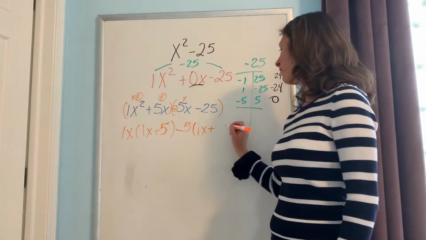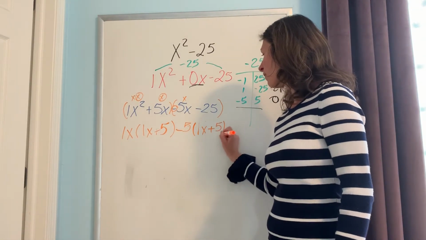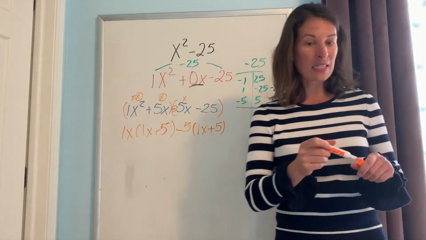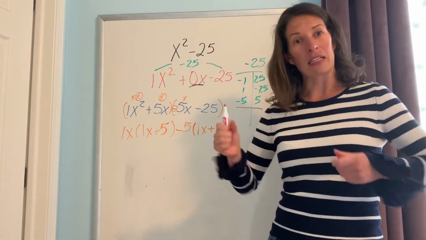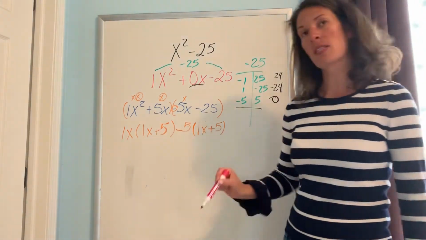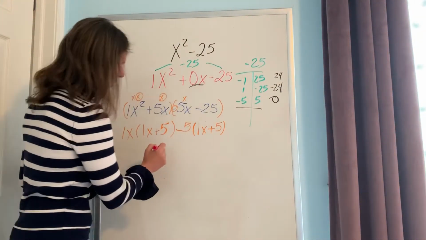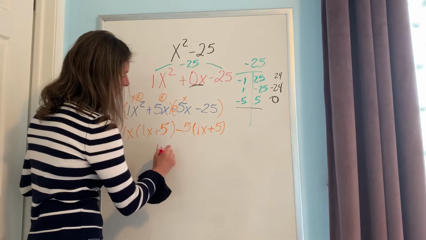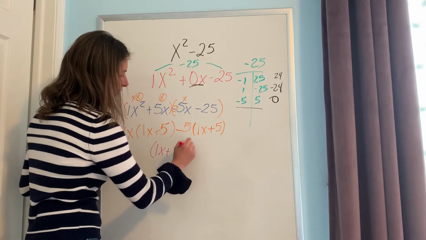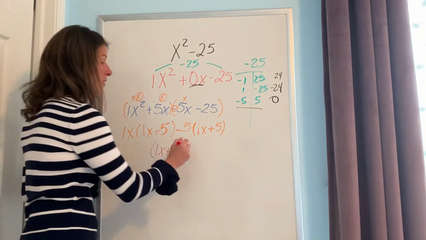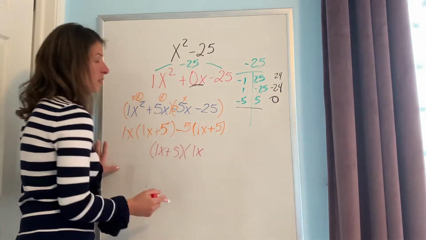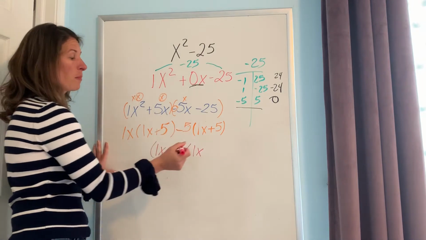-25 divided by -5 is 5. Now, do my parentheses match? And if they do, then that means I did it correctly. They sure do. I have a 1x plus 5 in both of them. So 1x plus 5 times this 1x plus 5 is being multiplied by a 1x. And this 1x plus 5 is being multiplied by a -5.